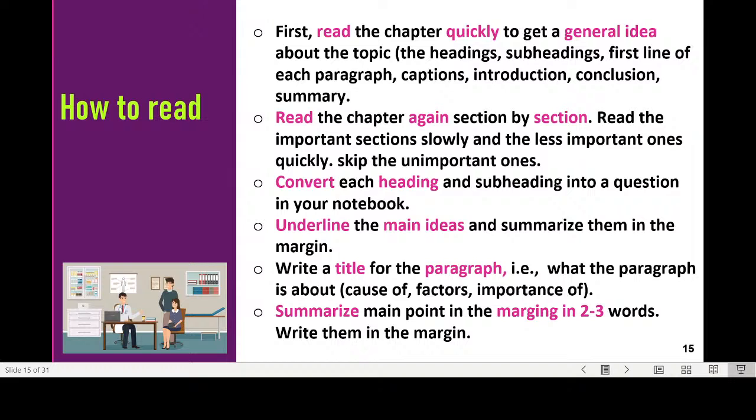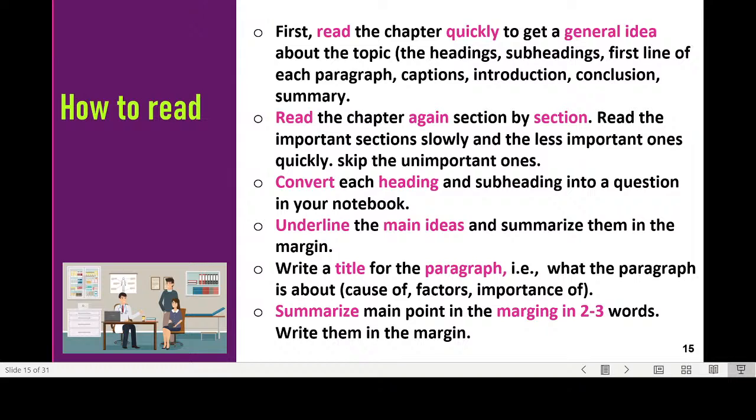Then we read again. You know, each chapter has sections. Now, the sections do not have the same importance. Some are very important, others are unimportant. They have varying degrees of importance. So, if a section is very important, we read it slowly and we read it word by word. If it's not important, we skip it. We don't need to read it. If it's of average importance, then we can only read the first line and look here and there.